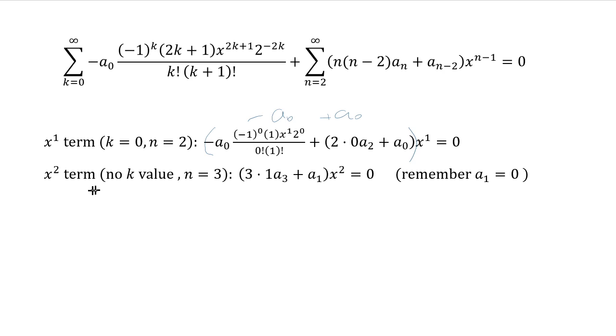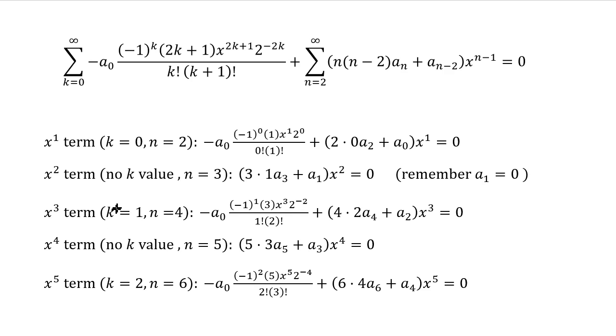How about the x squared term? That's the case when this one only produces odd terms, so x to the even power is not produced from the first sigma. But in the second one, that corresponds to when n is 3. But remember that a1 was 0, right? And therefore, if the second power produces this and a1 is 0, then you're forced to have a3 as 0, right? Okay, now let's go further.